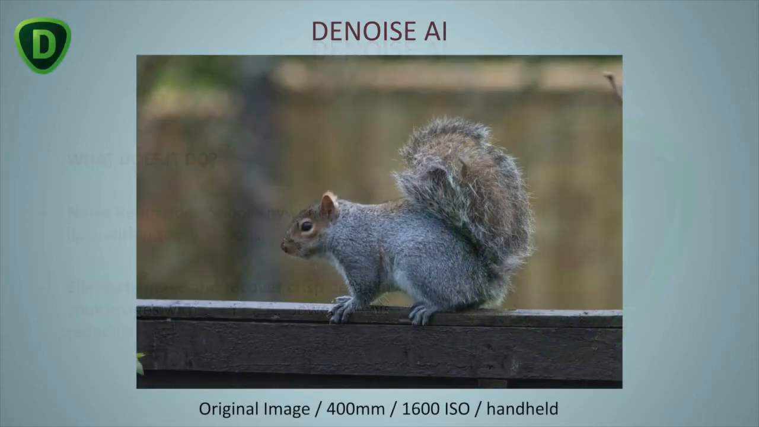So an example, here's an image of a squirrel that I took on my back fence last month. This is the original image. It's cropped in a little bit, actually probably about 80% of the original image. I took it with my Sigma 150 to 600, at about 400 mil and 1600 ISO, and it's handheld, so it's probably not quite as sharp as it should be either, but we'll get to that part later.